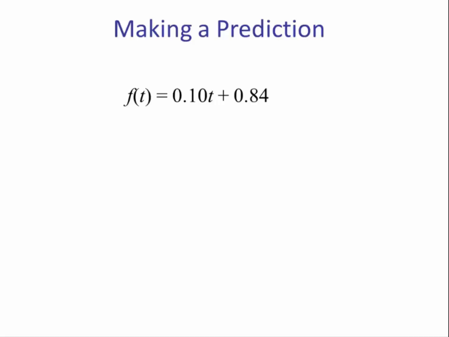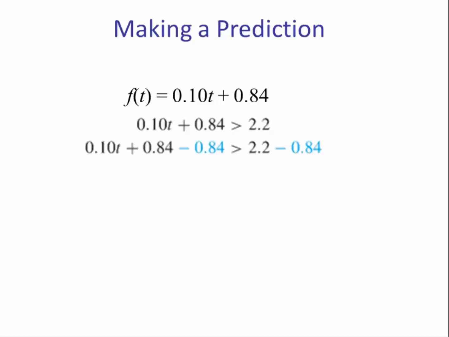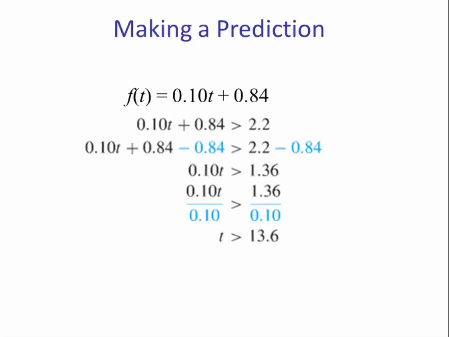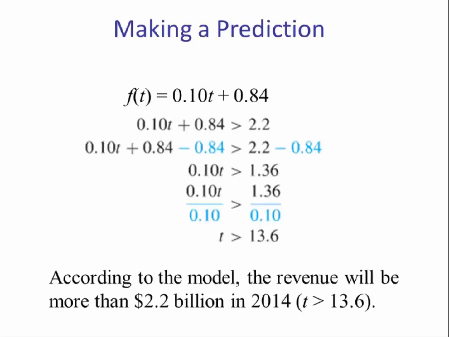Since we are interested in predicting when the revenue will be larger than 2.2, we have the following inequality: 0.10 t plus 0.84 is greater than 2.2. Subtracting 0.84 from both sides yields 0.10 t is greater than 1.36. Dividing by 0.10, we have t is greater than 13.6. So in terms of the problem, we would say, according to the model, the revenue will be more than 2.2 billion in about the year 2014. And that's when t is greater than 13.6 years.